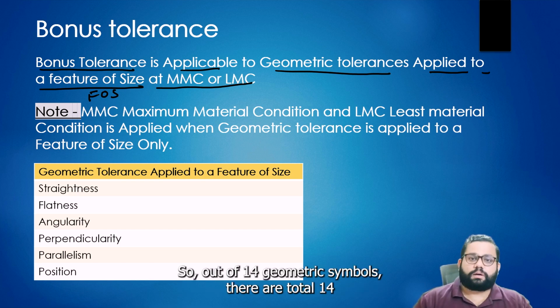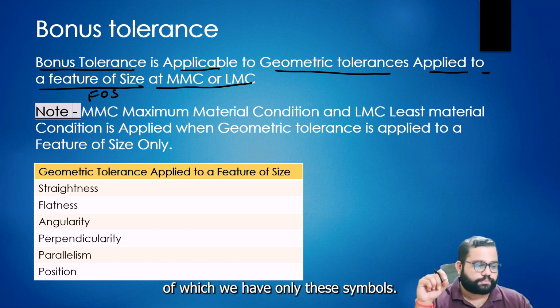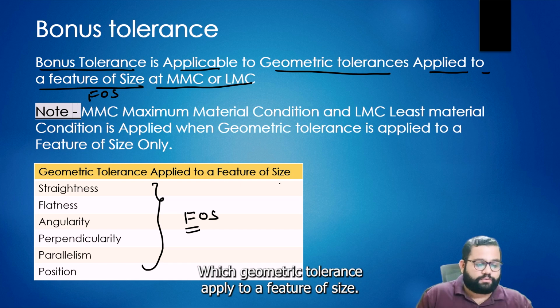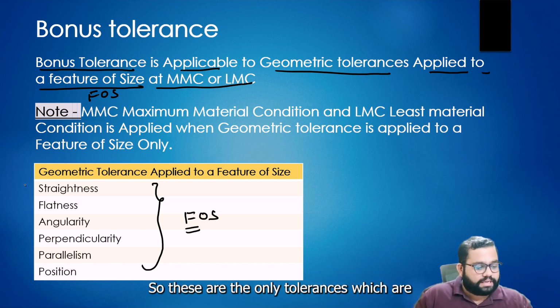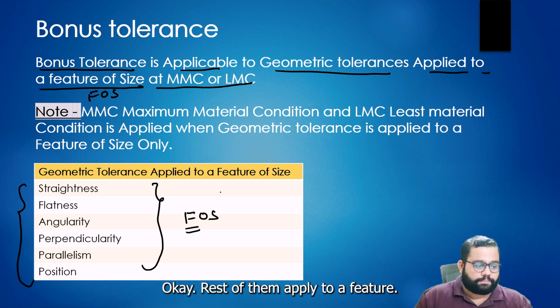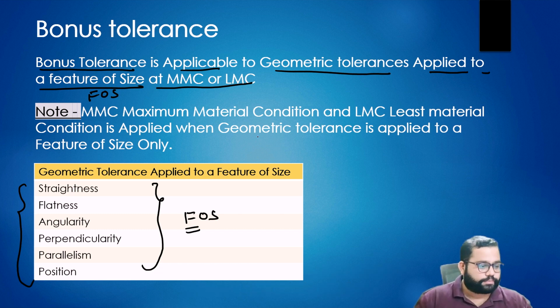Out of 14 geometric characteristic symbols, we have only these symbols which can be applied to a feature of size. So these are the only tolerances which we apply as a geometric tolerance applied to a feature of size. Okay, the rest of them are applied to a feature, and in this also there are some of them we are applying to the feature. I will let you know.